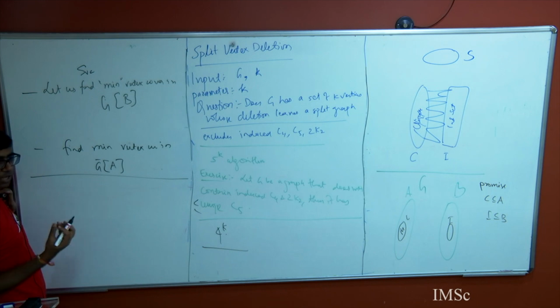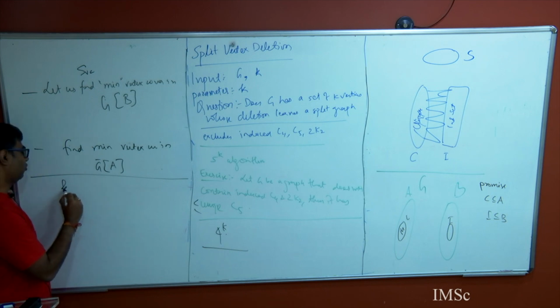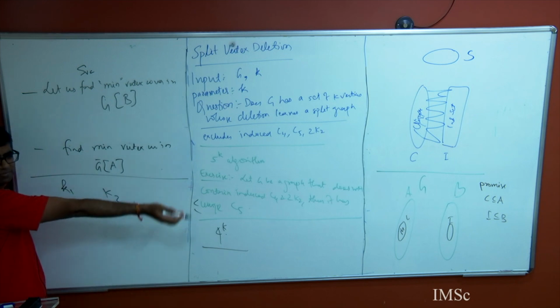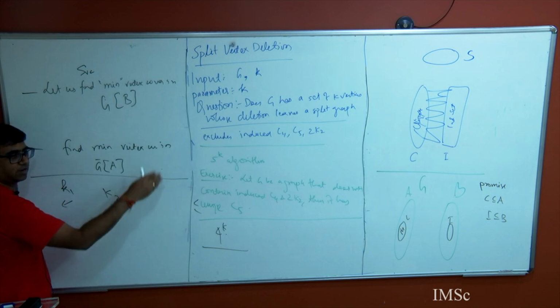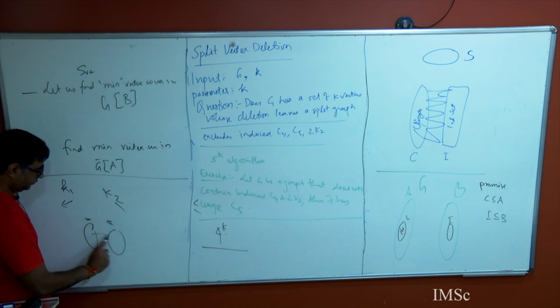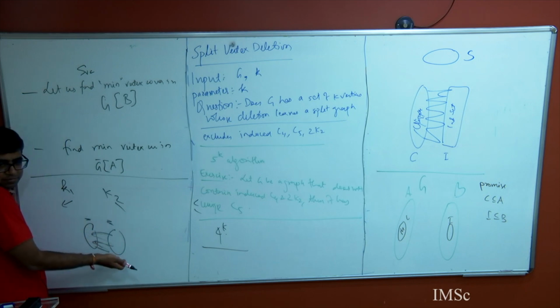If I'm looking for a k-sized split vertex solution, I can guess k1 from the left side and k2 from the right side, and apply the vertex cover algorithm on the left side and the right side, and I'm done. Because once I find this, I have a clique and I have an independent set, and whatever is left is a split graph. I don't care about the edges crossing between them, right?